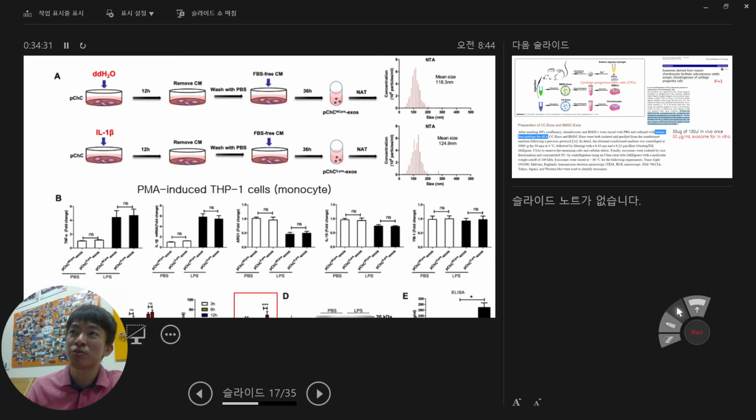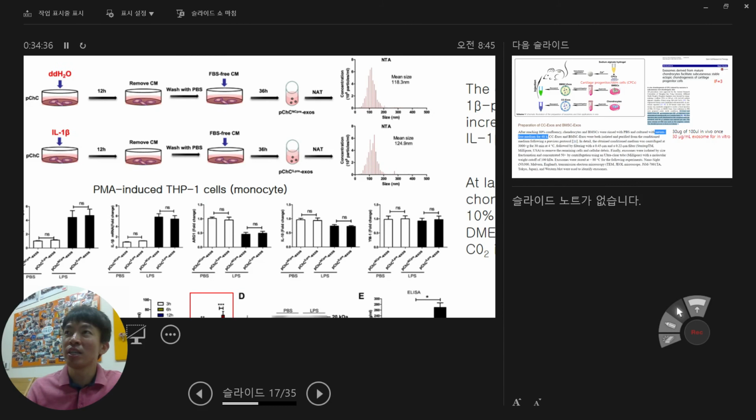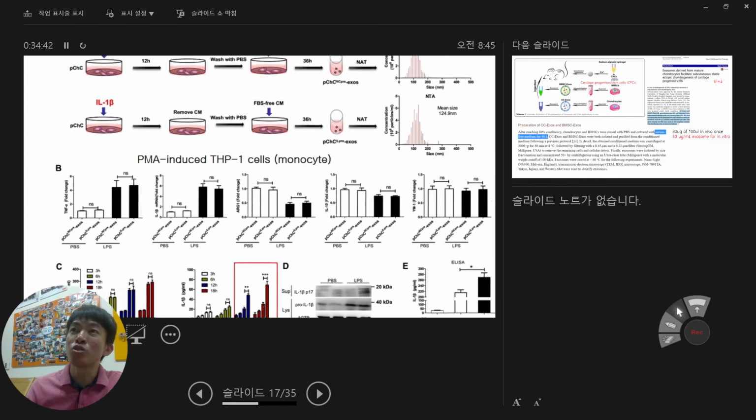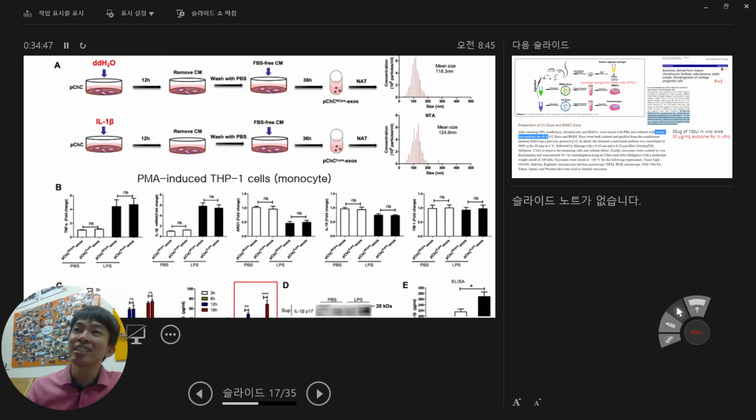They check their exosome amount, which is similar, and then they collect this exosome and treat PMA-induced THP1 cells. PMA is a booster of the immune cell, and THP1 is a human monocyte cell line.